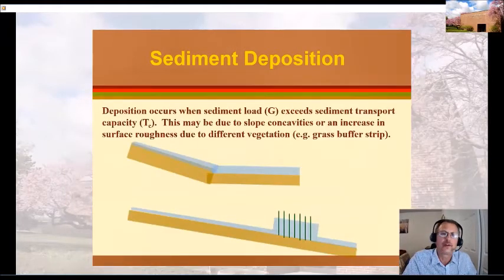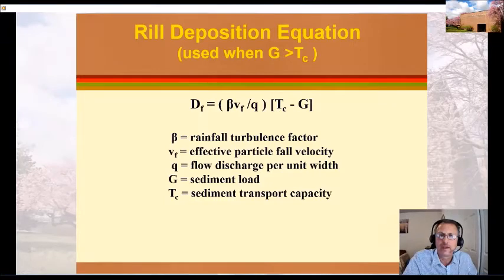Sediment deposition occurs when the sediment load exceeds the transport capacity. This may be due to slope concavities or an increase in surface roughness due to different vegetation such as grass buffer strips. This is the deposition equation here. Basically, it is the difference between the transport capacity and sediment load, times a rainfall turbulence factor, times an effective fall velocity, divided by the flow discharge per unit width.